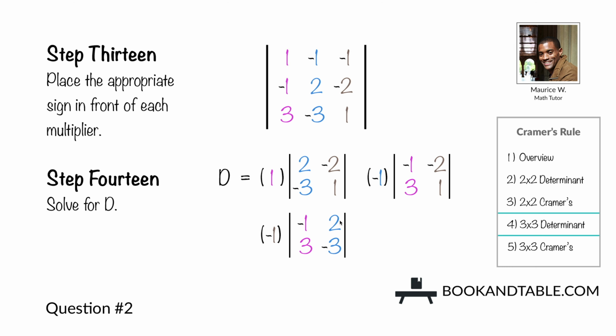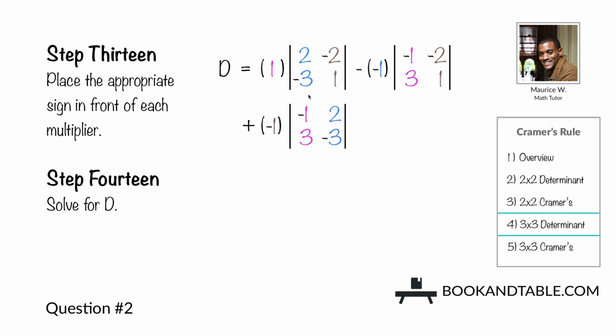So step 13, place the appropriate sign in front of each multiplier. So we can move this matrix to the side and create a 3 by 3 sign box. And since we used row 1 to create our 2 by 2s, we want to use the signs in row 1. So our first 2 by 2 is preceded by a positive sign, so we can leave that as is. The second 2 by 2 is preceded by a negative sign, so we place that in front of -1. And the third sign is positive, so we place that in front of -1 here. And now we can move the sign box to the side and use this information to solve for D.